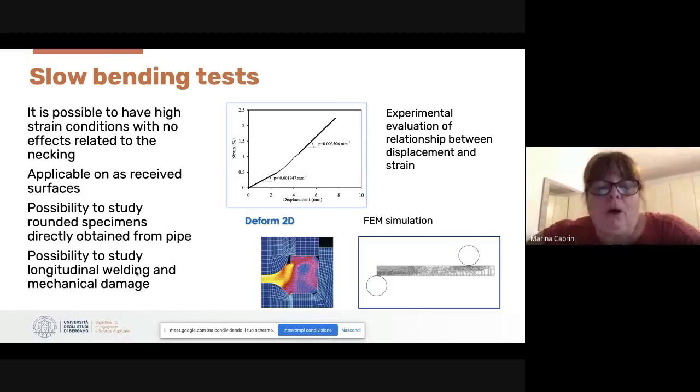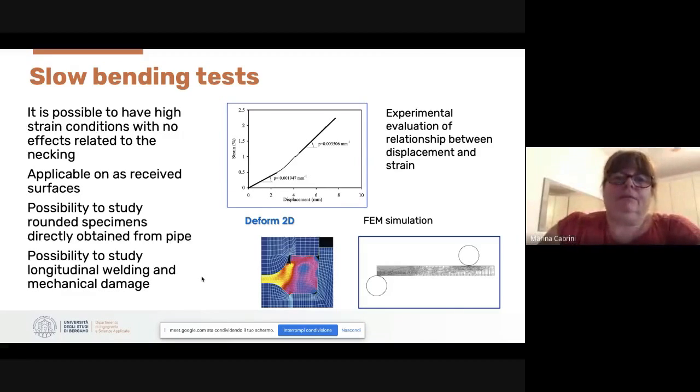And it was possible to have a better knowledge of the stress-strain condition, for example, using experimental tests or finite element modeling using, for example, DEFORM 2D, which is a code for plastic working of steel that is good for very high plasticity and high deformation materials.